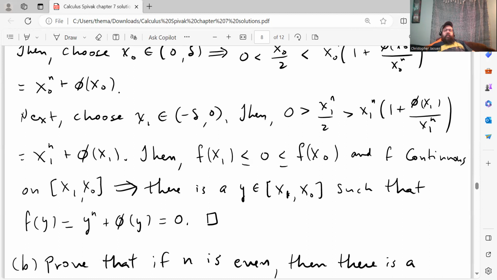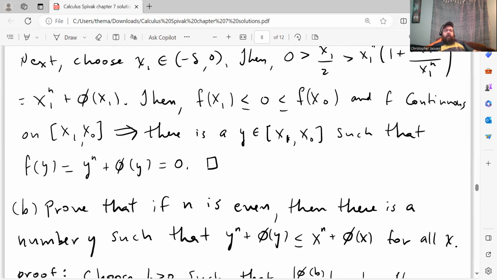So then f(x1) is less than or equal to 0, which is less than or equal to f(x0), and f is continuous on the closed interval from x1 to x0, which implies there's a y in the closed interval from x1 to x0 such that f(y) is equal to y to the n plus phi(y) equals 0, by the intermediate value theorem.